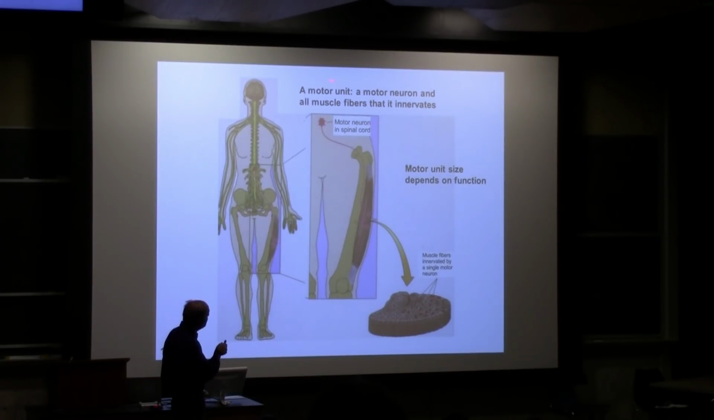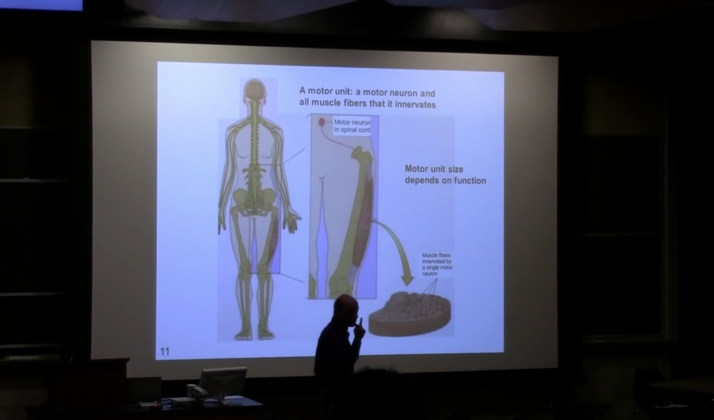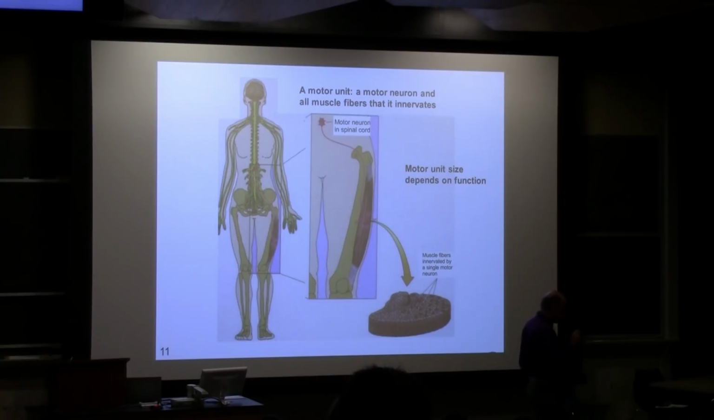So a motor unit is something that consists of a single motor neuron and all the muscle fibers that it innervates. So a muscle fiber gets an input only from a single motor neuron. You only have a single parent that's controlling that muscle fiber. But a single motor neuron innervates many muscle fibers. So it's one to many.